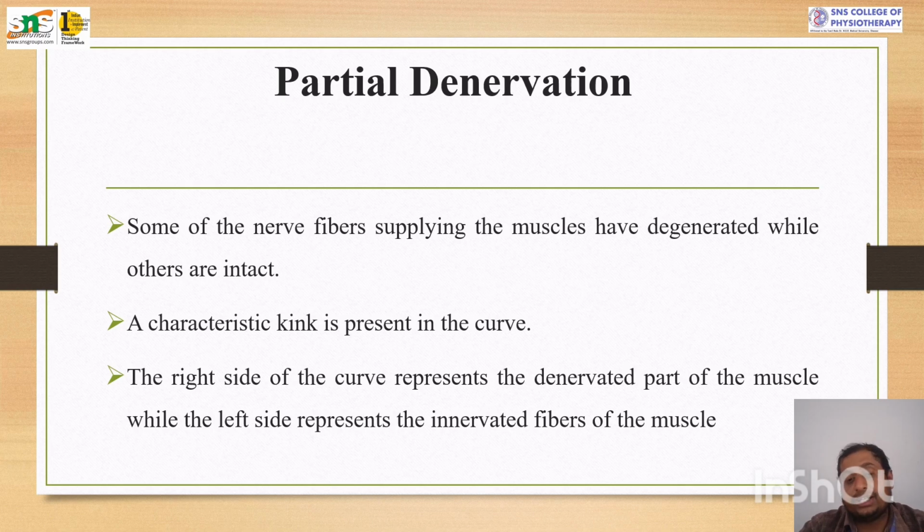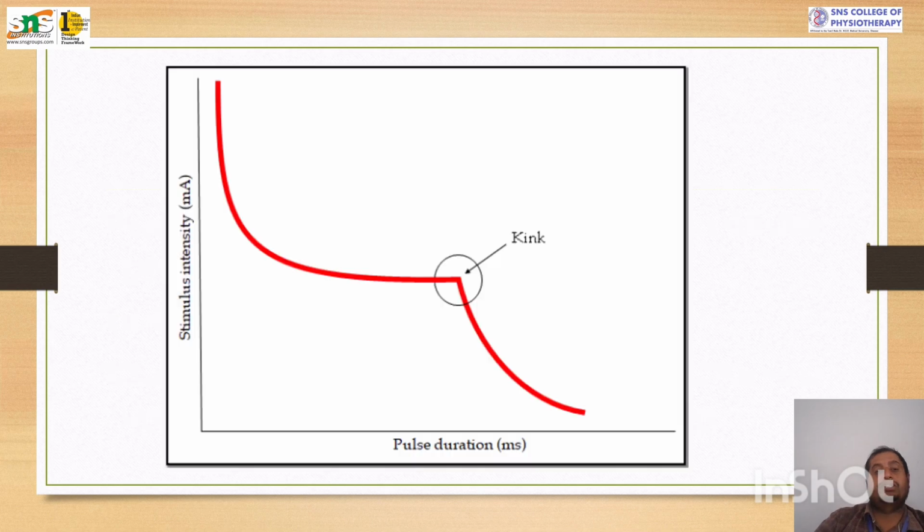The denervated and the innervated curves are on the left and right. The left side of the kink in the graph represents the innervated muscle fibers, and the right side of the curve represents the denervated part of the muscle. This is what the SD curve looks like in a partially denervated muscle. This part is called the kink of the partially denervated SD curve. This left part is the innervated one. This one is the denervated muscle's SD curve.